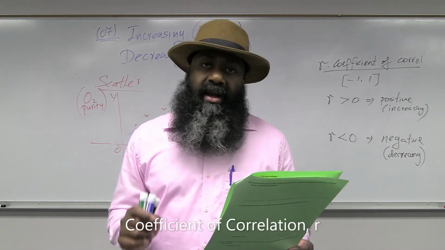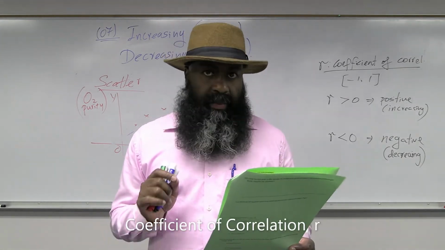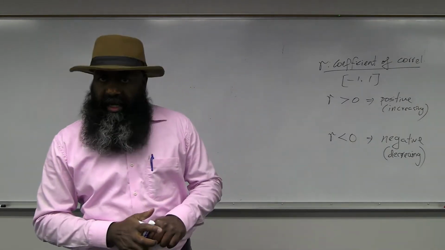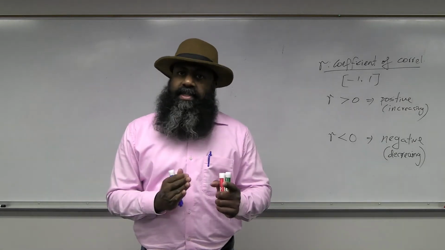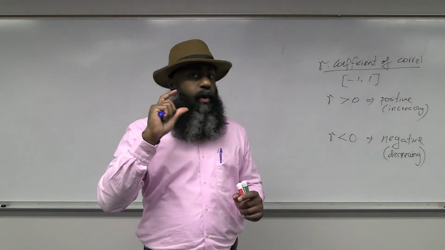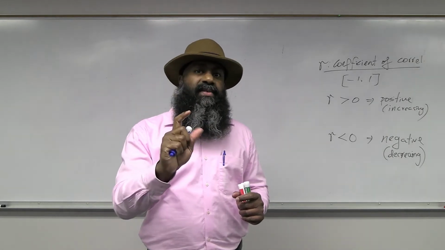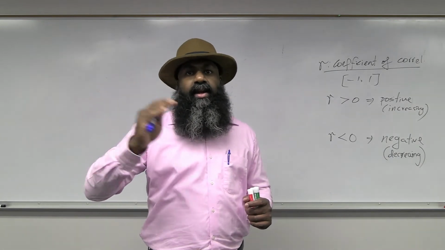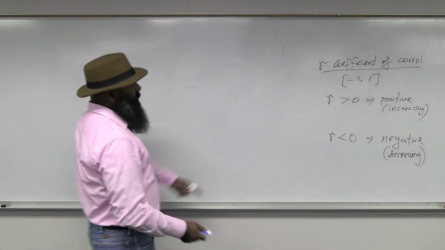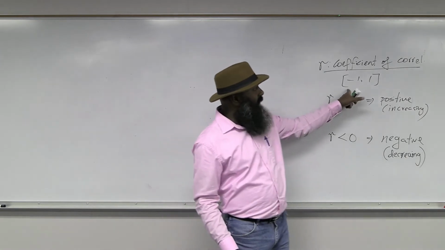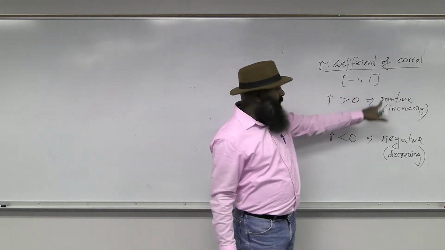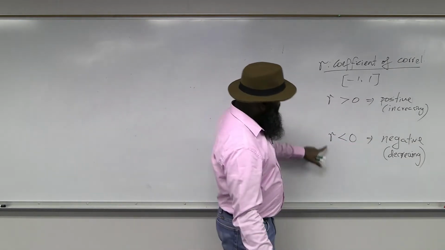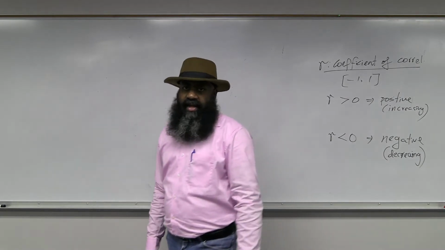Coefficient of correlation, R, equation, and interpretations. The coefficient of correlation is discussed as the analytical method to detect the strength of linear relationships. But remember that it will only detect the strength of linear relationships. It will not detect any other non-linear relationships. We said the coefficient of correlation, R, is a value between -1 and +1. If it is positive, that means an increasing linear relationship. If it is negative, it's a decreasing or a negative linear relationship.